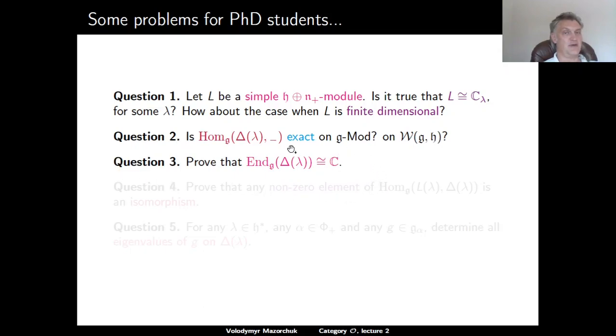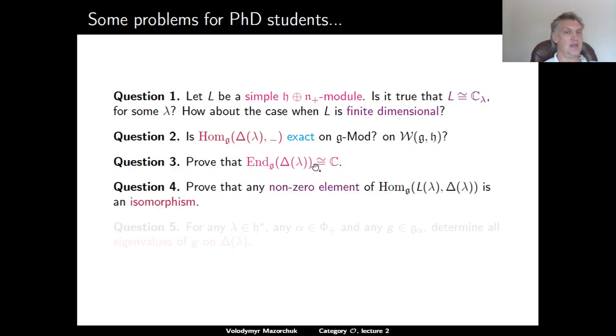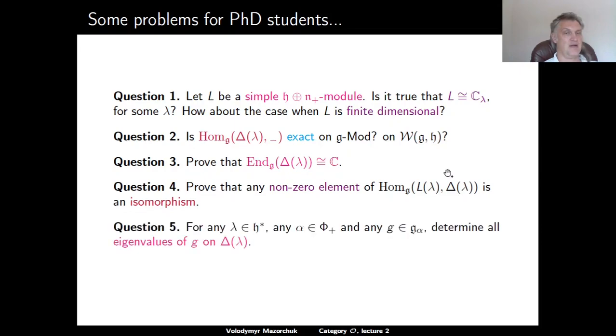Question 3. This is a very important property. Prove that Verma modules have trivial endomorphism rings. Any endomorphism of a Verma module is a scalar. Question number 4. Prove that any non-zero homomorphism from the simple highest weight module L_lambda to the Verma module delta lambda is an isomorphism. Finally, question number 5. Determine all eigenvalues of all positive root elements on all Verma modules.